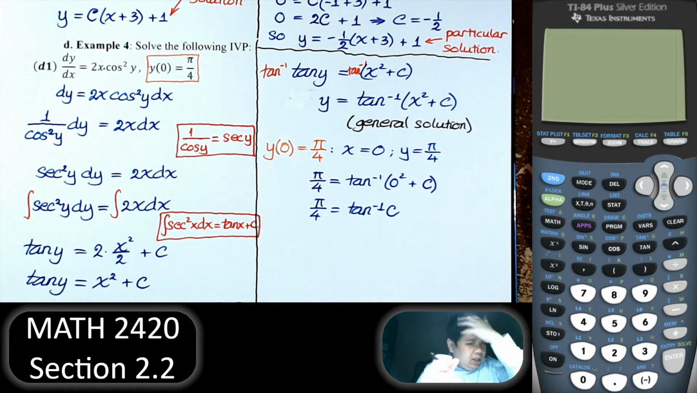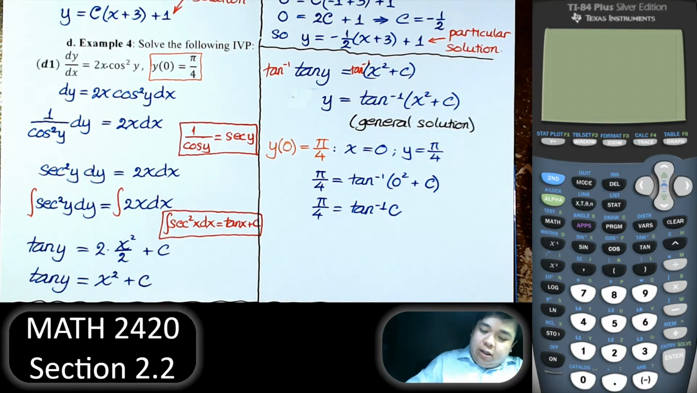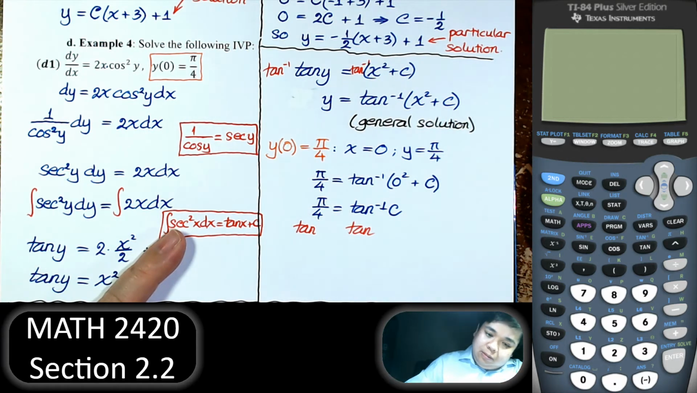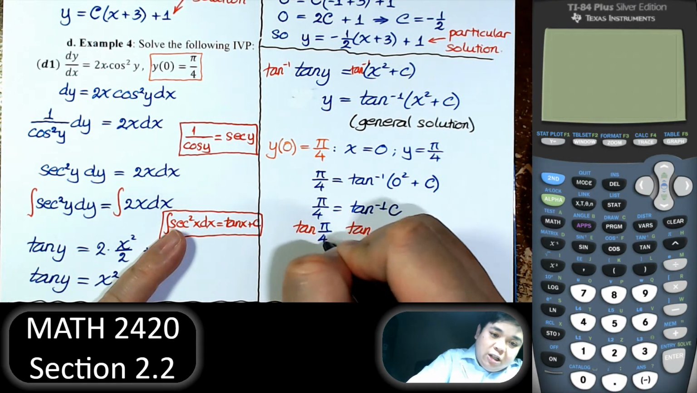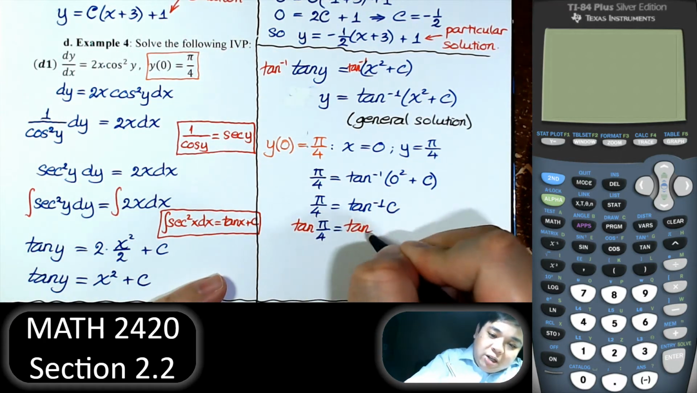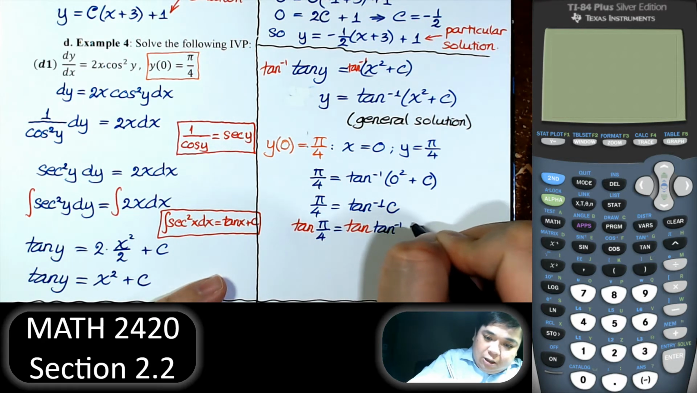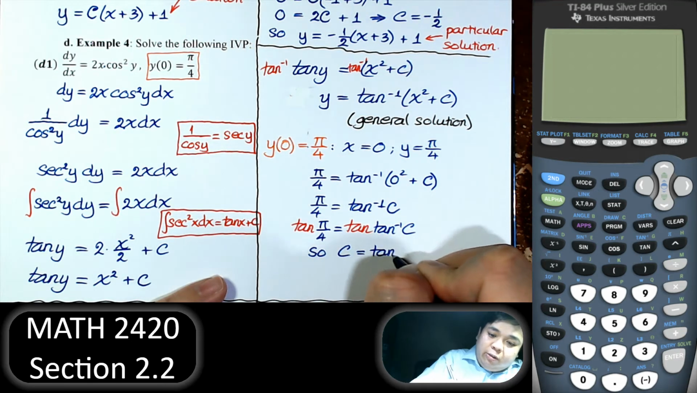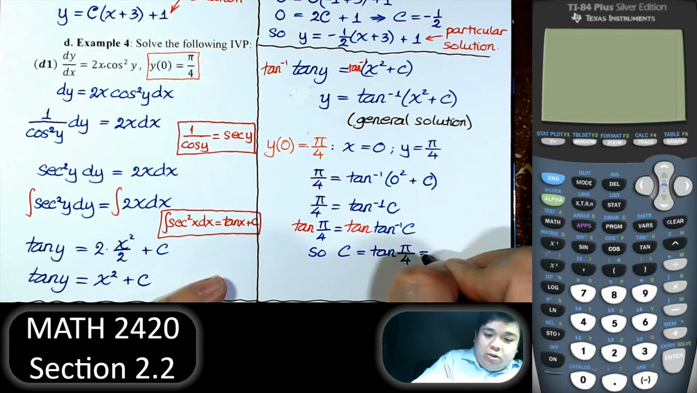By the way, that is not always true. We have to have some certain condition for it to work. We cannot just do that every time. Right, so we take tangent on both sides. This is much better if we just put it directly here. I mean, so we take tangent on both sides. And that cancels out, so c is equal to tangent of pi over 4, which is 1, right?